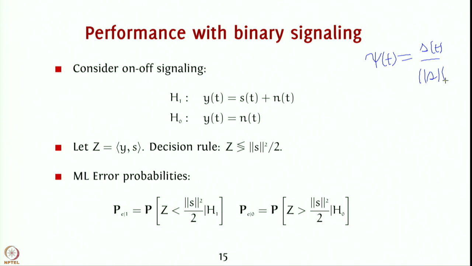If there were S1 of t, S2 of t, and if they were in different dimensions, you could have had multiple dimension signaling. But in this case, we have one dimensional signaling. Fine. Let us now work this out in a neat way and find out whether this decision rule is correct and so on.